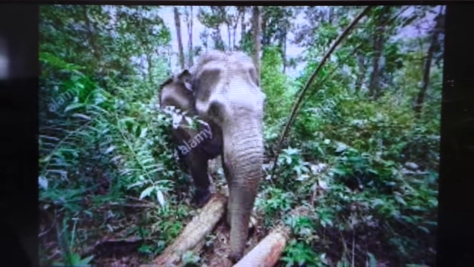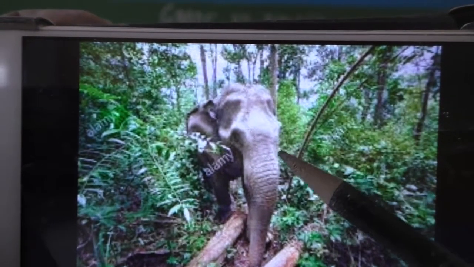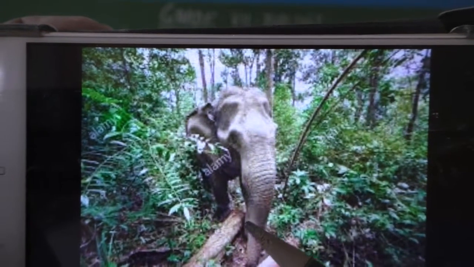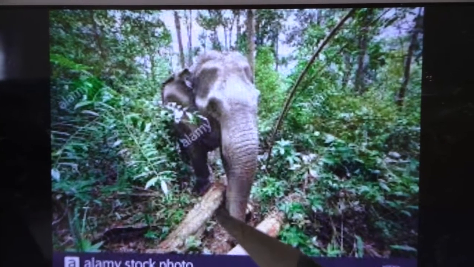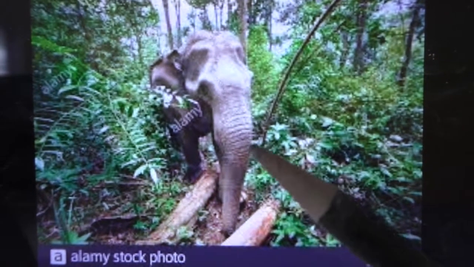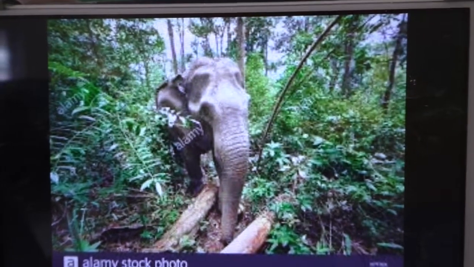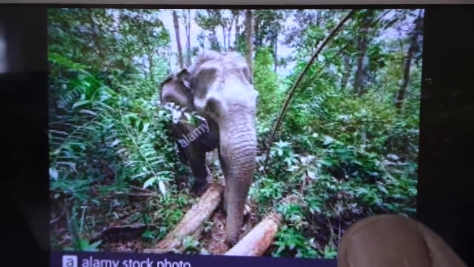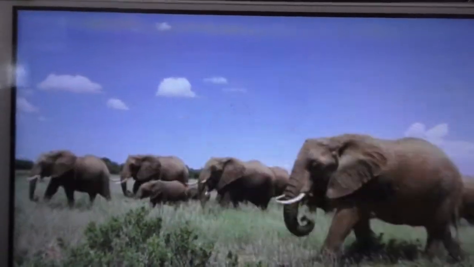Elephant, tropical rainforest animal, elephant. This is the trunk. It has a long trunk to hold the tree trunk, isn't it? Okay, it has big ears to flap to escape the heat. Okay, see, the ears are flapping.